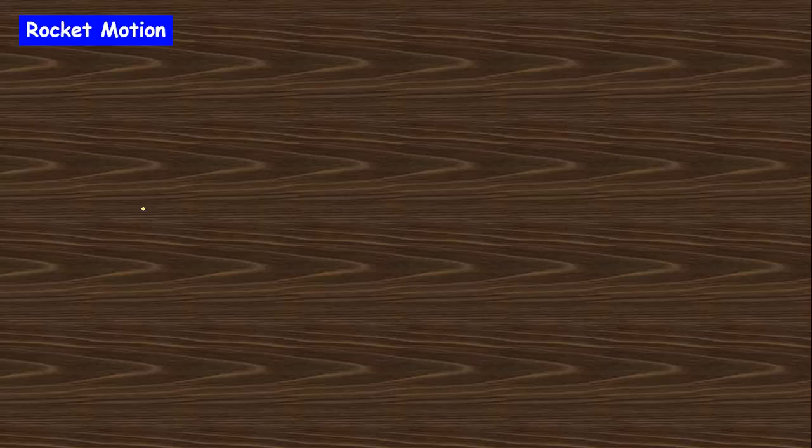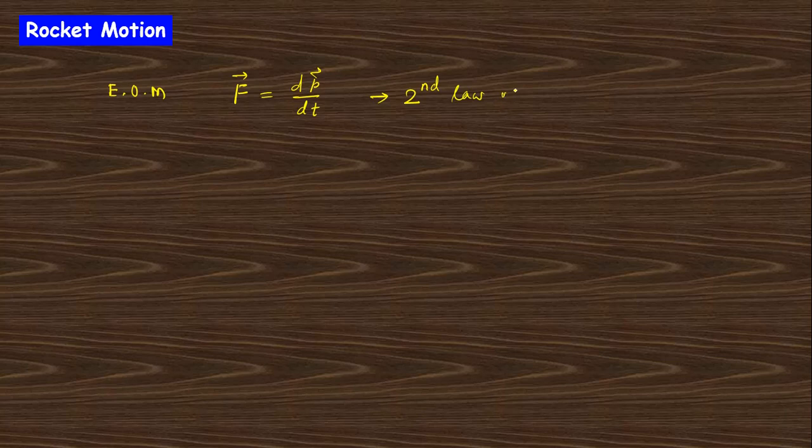So in the previous problem, we took mass as a constant. You know the equation of motion can be written as mass into acceleration, that is m d2r/dt squared, or you can say the force F is equal to dp/dt. This is Newton's second law.